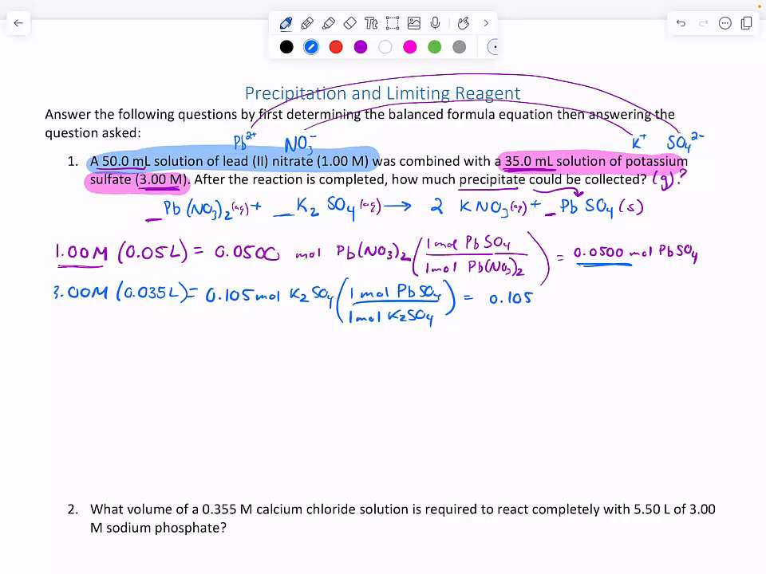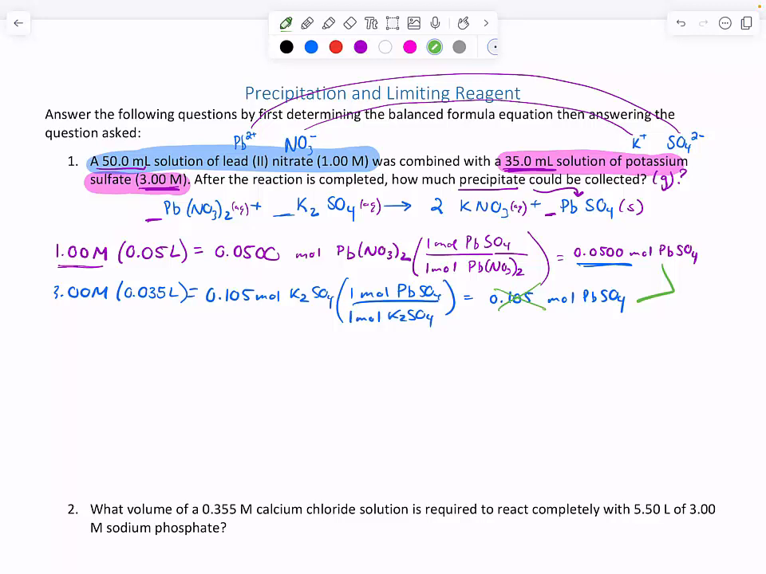So in this case, this would yield 0.105 moles of potassium sulfate. And you know, not potassium sulfate, lead sulfate. And so you know from prior work that at this moment, you've got to look at your two numbers and decide which one is smaller, because you're never going to actually create 0.105 moles of lead 2 sulfate. Why not? There is not enough of the lead 2 nitrate available to actually generate that much.